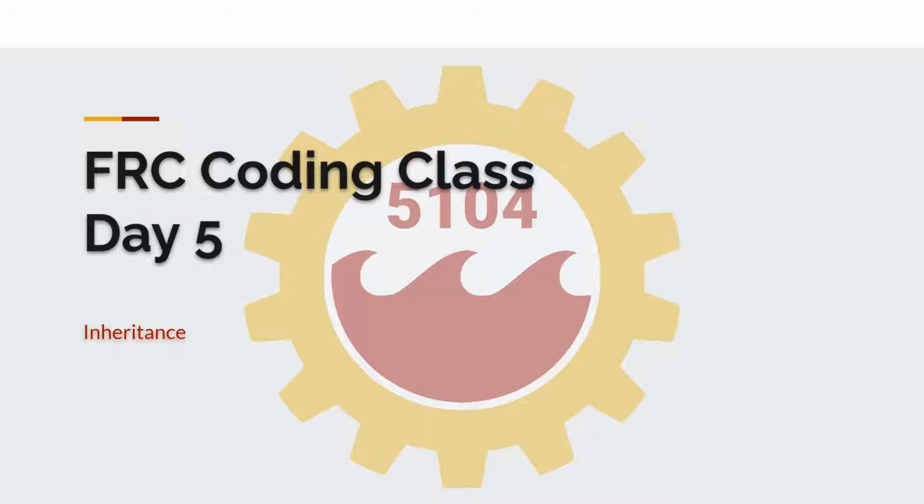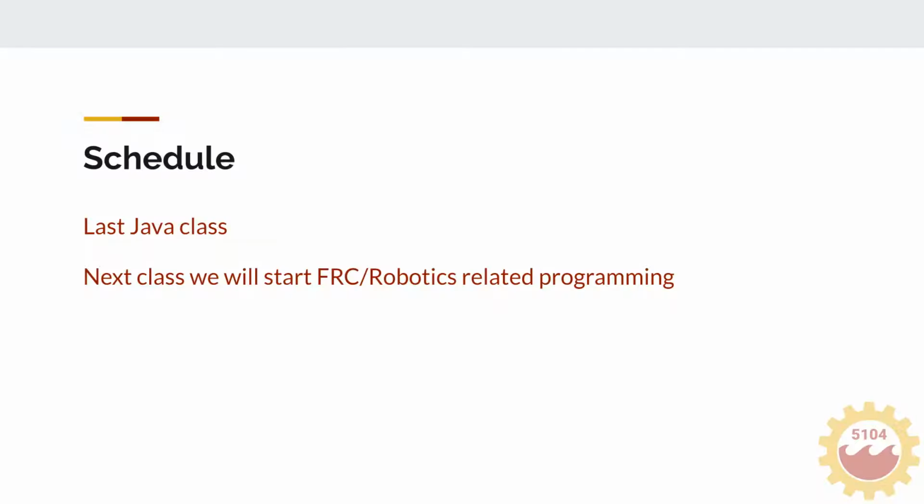So this is day 5. We're going to be covering inheritance. Quickly I'm going to cover the schedule. This is going to be the last Java class, and then we will start FRC and robotics related programming next time. If you're not really strong on Java, I would recommend following some of the code tutorials I sent you. Or if you're decent with it, you'll probably be fine, and I'll go back and review a bit while we're working on some of the FRC robotics related stuff.